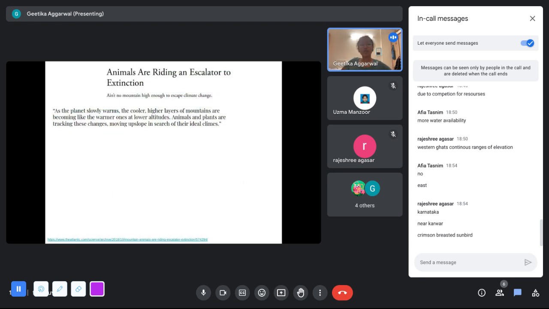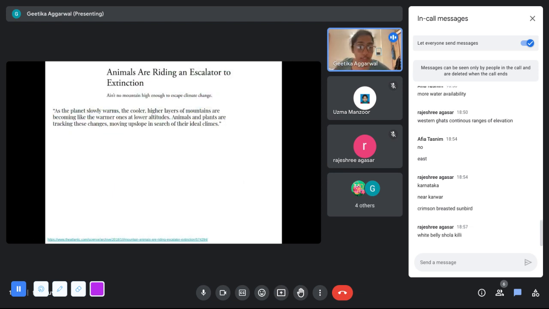Okay, one important concept, and the last concept. Yes, the white-bellied shola kili is a very important species of bird which is found only in the Shola Islands, and it is endangered. People are actually working on how to protect this particular species and to prevent it from getting extinct.